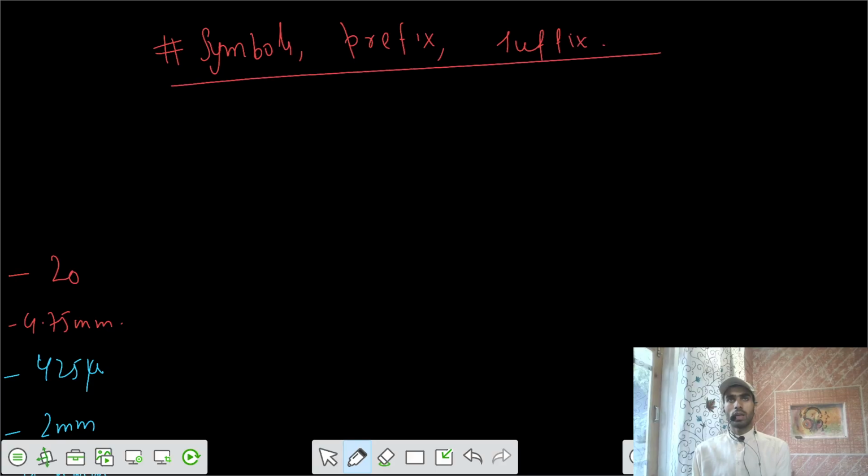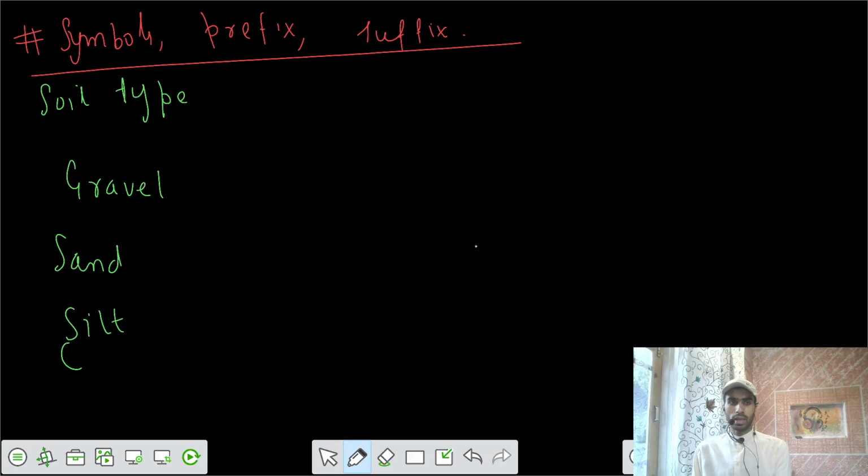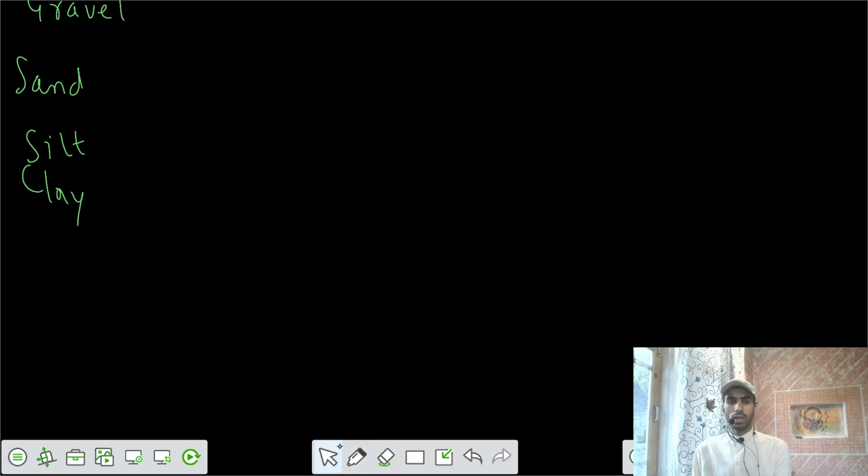as per the condition of the soil. As per the condition of the soil, we can write different names here. Let's go for that. If we have a soil, there is a soil type. Let's say the soil is gravel, let's say soil is sand. Soil can be silt, soil can be clay, it can be organic soil, and it can be peat also.